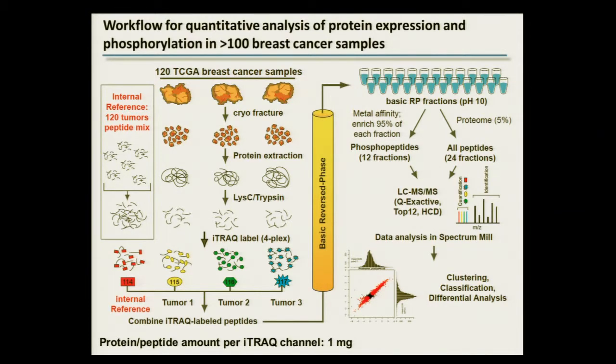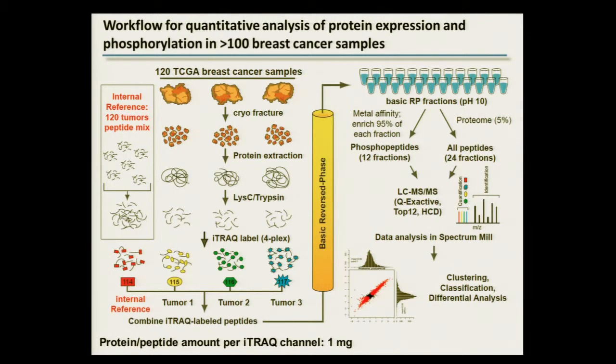How do we extract proteins from tissues? So usually we cryofracture the tissue, then extract proteins with urea buffer, do a Lys-C/trypsin digest, and this is followed by iTRAQ labeling. After iTRAQ labeling, we can combine all of those peptides and separate them to reduce complexity. Usually we separate the sample into 12 fractions for phosphoproteome analysis, and into 24 fractions for proteome analysis, for mass spectrometry analysis. Data gets then analyzed in SpectroMill and later on further analyzed in R packages, for example, to do clustering, classification, and differential analysis.